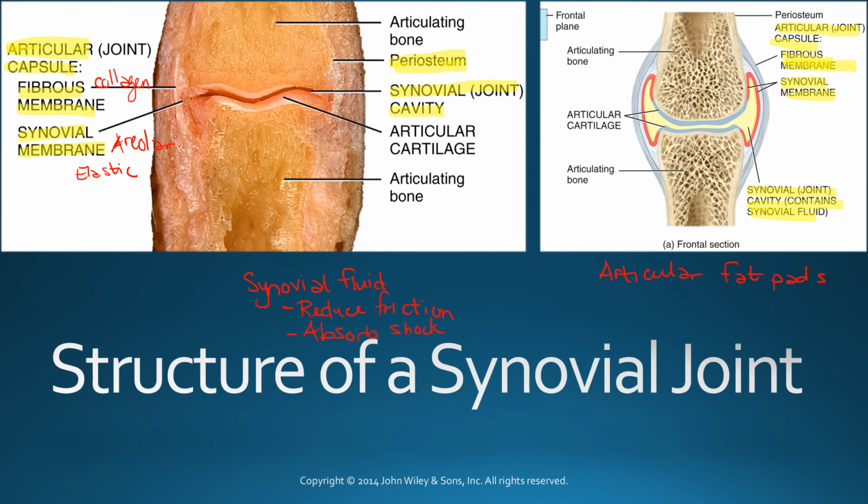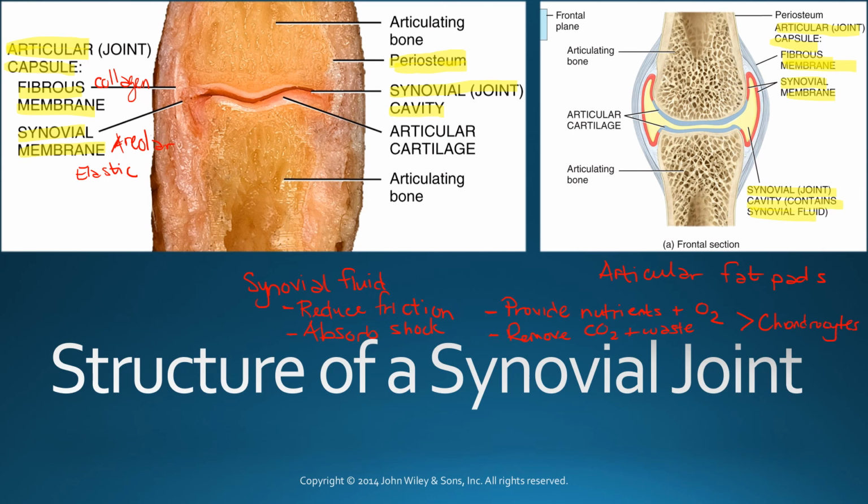It also supplies oxygen and nutrients to the chondrocytes within the articular cartilage, and it removes carbon dioxide and metabolic waste from those chondrocytes. So we're going to say it provides nutrients and O2, and it also removes CO2 and waste from the chondrocytes of the articular cartilage.